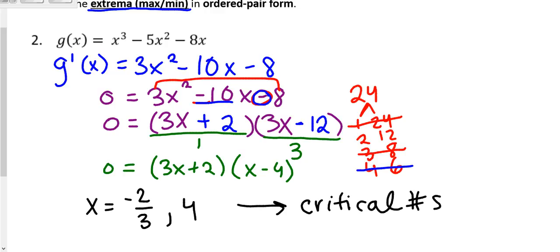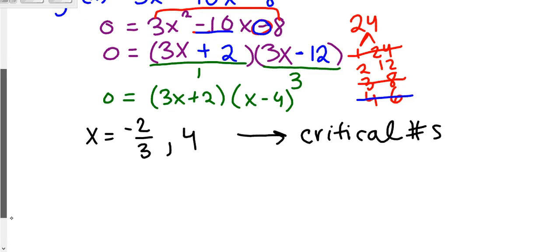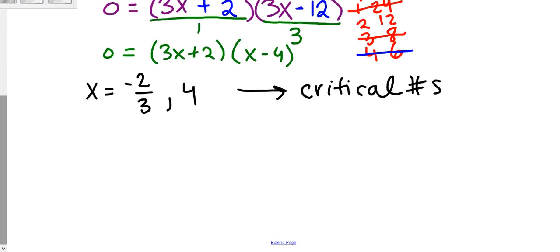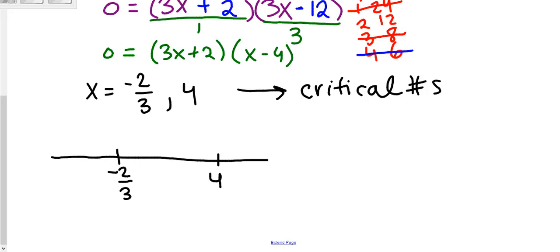From here, we take these critical numbers and put them on a number line because we need to use our first derivative test to figure out where we're increasing, decreasing, and finding our extrema. So we are going to put negative 2/3 and 4 on our number line.